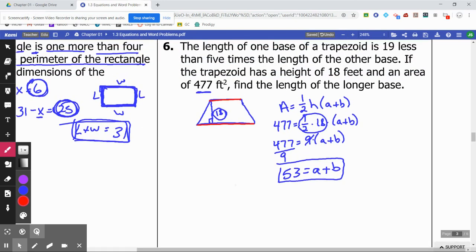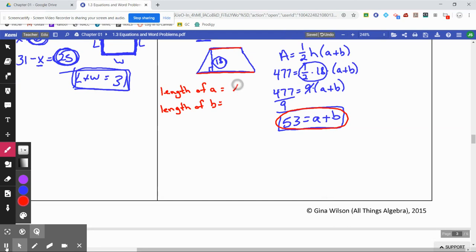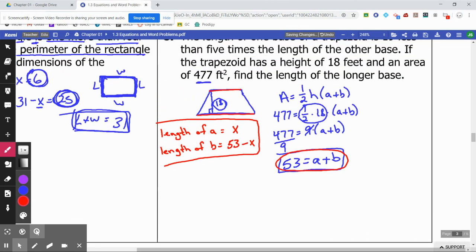Now let's go back and read the problem again. The length of one base is 19 less than 5 times the length of the other base. So let's do base A, length of A, and length of B. Since you know the two add together to give you 53, I'm going to let one of them be x and the other one be 53 minus x. So there's my two variables now. I've used all that information, and what turned out to be the simplest was the area one.